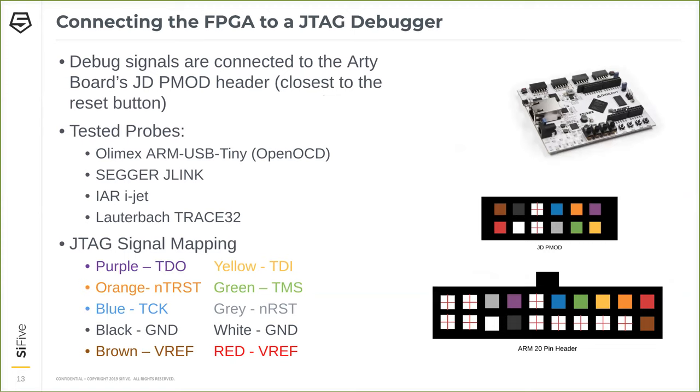Now, connecting Freedom Studio to the FPGA is fairly simple. We need a JTAG connection. In this slide, we describe how to connect the JTAG wires, which we wire up in the FPGA bitstream to this JD PMOD connector, which is the connector closest to reset. We'll show the pin mapping between that connector and the standard JTAG 20-pin connector. This is again described in the RD FPGA user guide. Now this will work with a lot of different JTAG probes. Today we'll be using the Olimex probe, but this also works just fine with Segger J-Link, IAR I-jet, or Lauterbach Trace32.